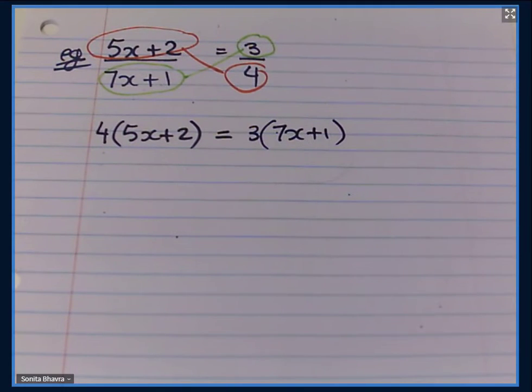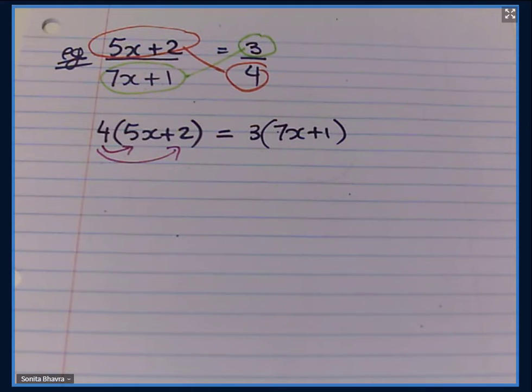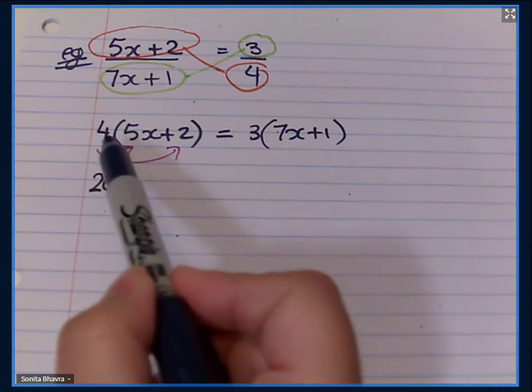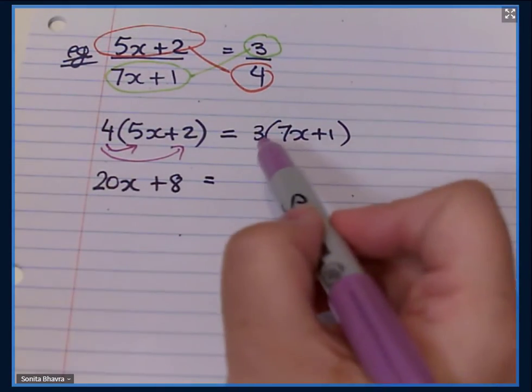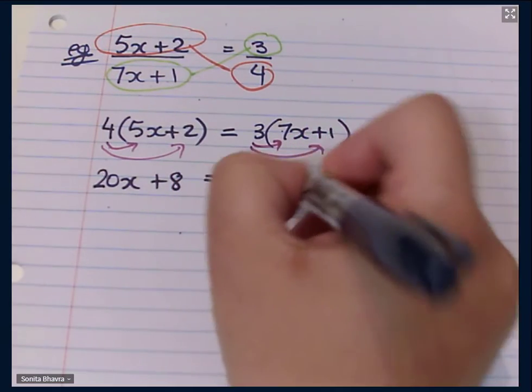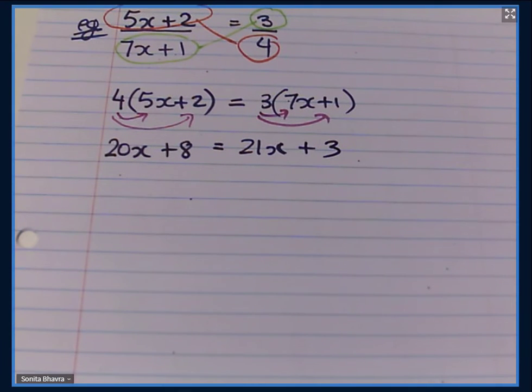All right, next step now would be the distributive property. So you have to take this 4, multiply it by everything inside the bracket. So that leaves me with 20x. 4 times 5x is 20x, and then 4 times 2 is plus 8. Same thing on the right side of the bracket. We take the 3, multiply it by 7x, take that 3, multiply it by 1, and that gives me 21x plus 3.